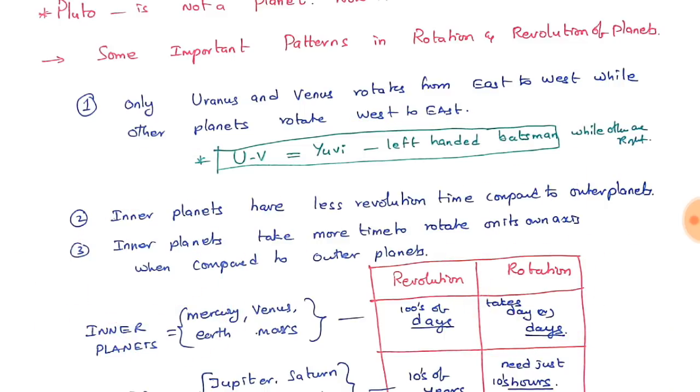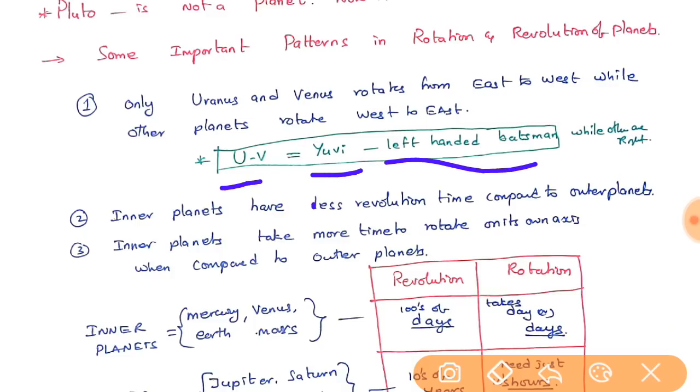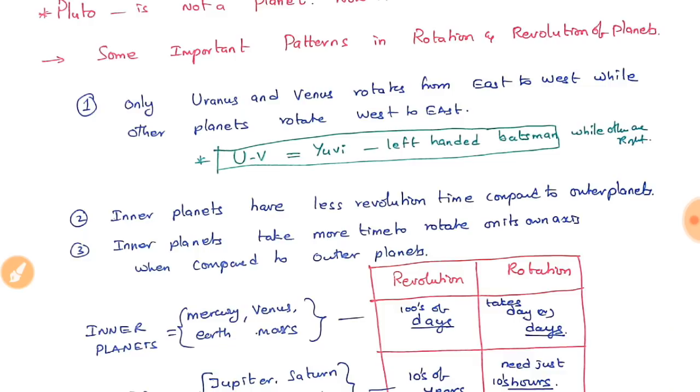I have given a small trick. UV means Yuvraj, friends, you know that, and he is a left-handed batsman. All other batsmen used to play right-handed. Suppose you think like that, and only Yuvraj is the left-handed batsman. He is the only left-handed batsman. In the same way, Uranus and Venus rotate from east to west. That's it, friends. And inner planets have less revolution time compared to the outer planets.